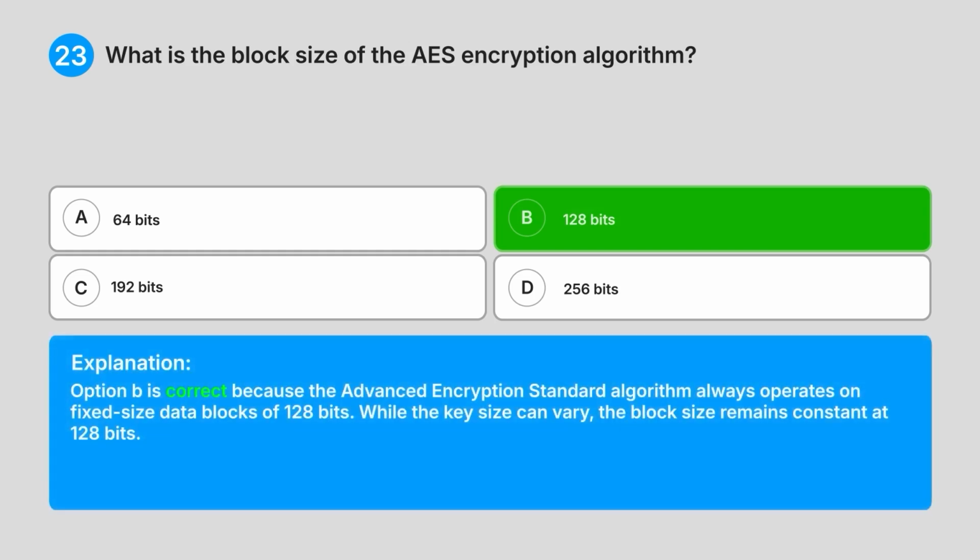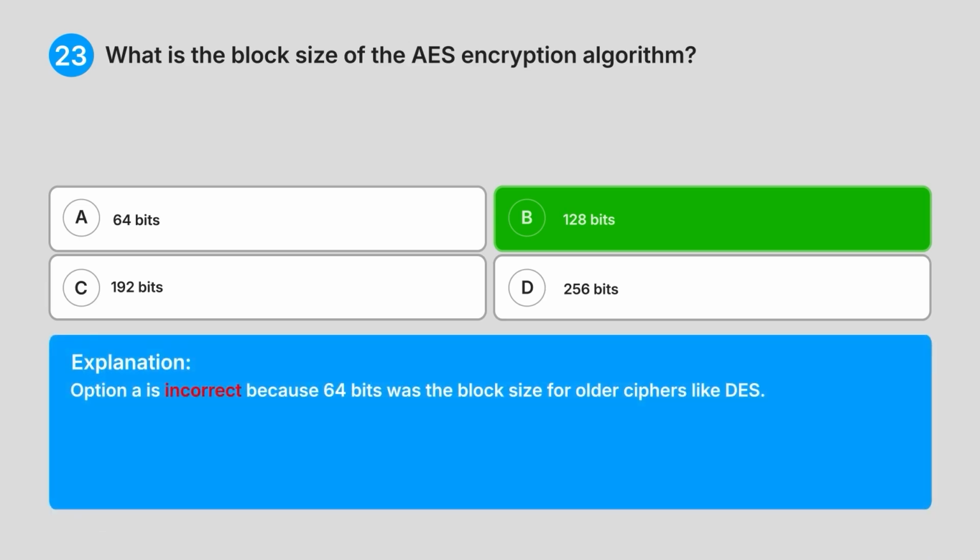Explanation: option B is correct because the Advanced Encryption Standard algorithm always operates on fixed-size data blocks of 128 bits. While the key size can vary, the block size remains constant at 128 bits.